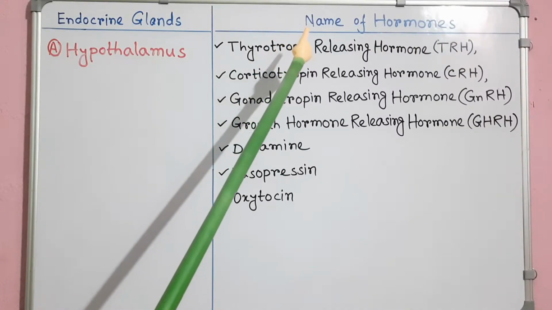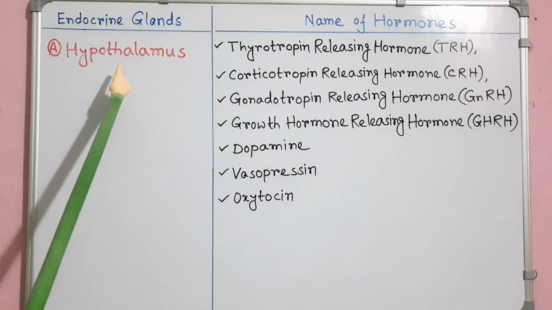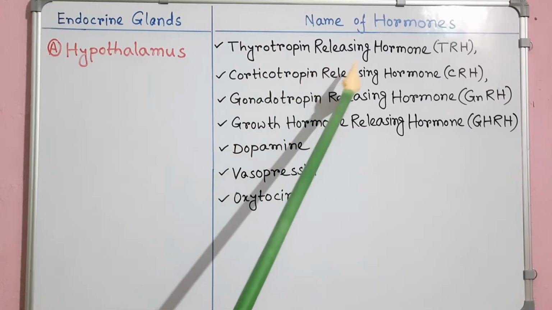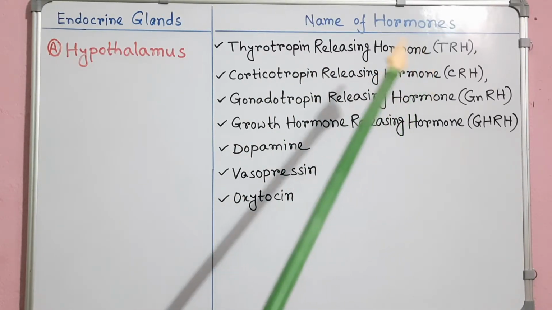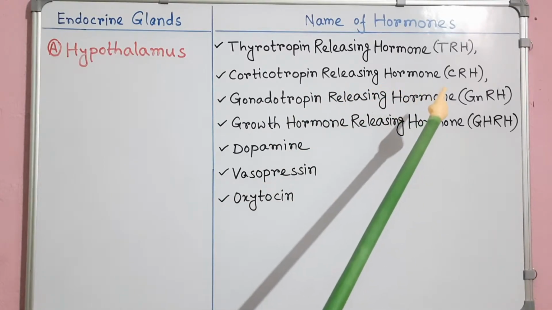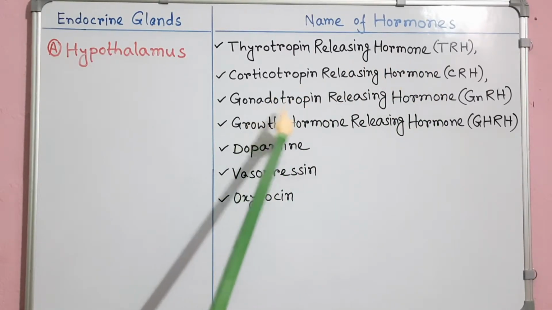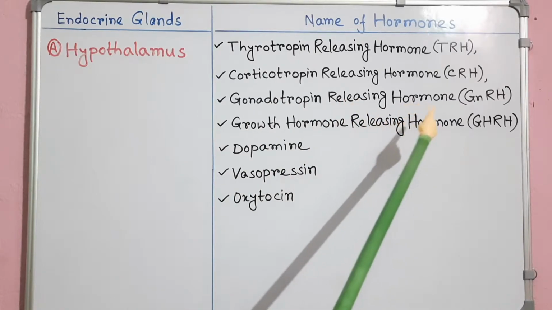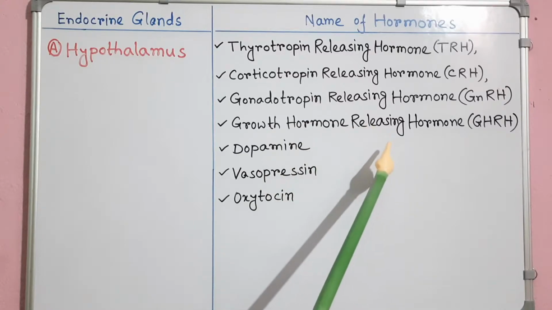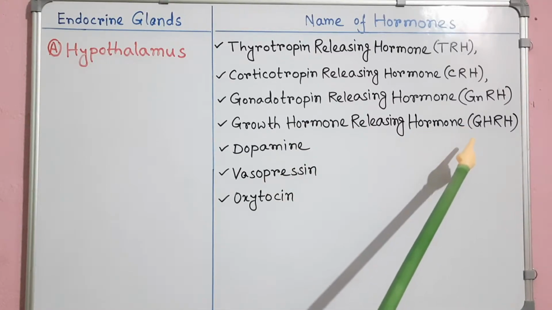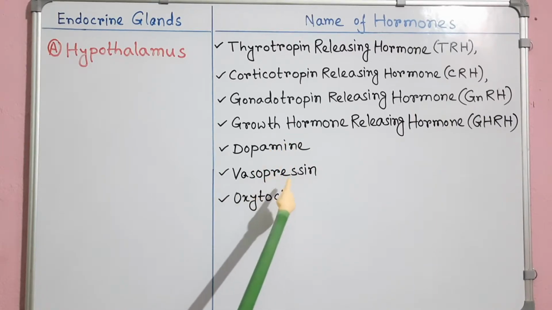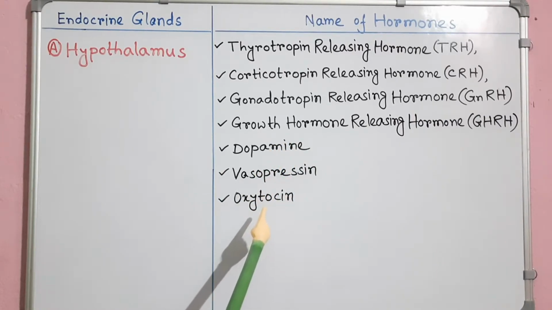The important hormones which are produced by the hypothalamus are thyrotropin releasing hormone or TRH, corticotropin releasing hormone or CRH, gonadotropin releasing hormone or GnRH, growth hormone releasing hormone or GHRH, dopamine, vasopressin, oxytocin, etc.